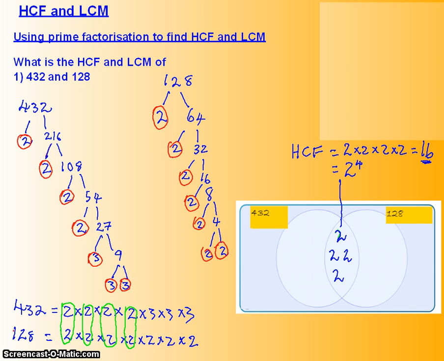Now the LCM, I'm going to share this with you. For 432, the factors that are not common to both would be 3, 3, and 3. The factors that are not common to both in 128 would be 2, 2, 2, and 2, 2, and 2.